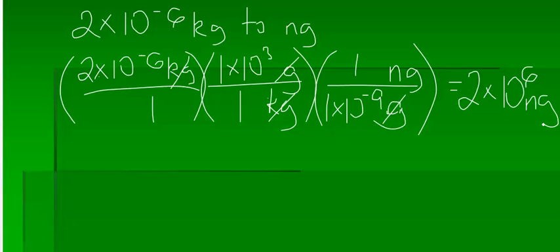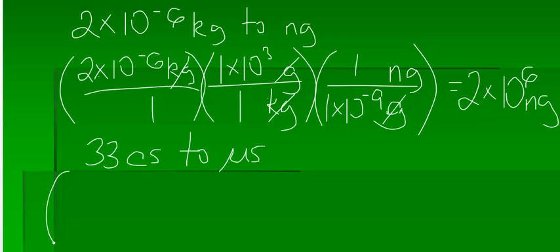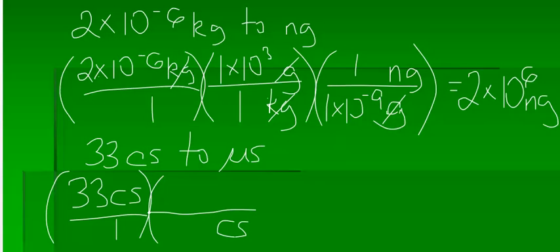Let me do one more. Let's say we have 33 centiseconds, and I want to go to microseconds. So I'm going to start with what I'm given, put it over 1 to show it's in the numerator. I'm going to cancel units, so centiseconds is going to go on the bottom. I'm going to go back to my base unit. Base unit has no prefix, so that's just seconds. You put a 1 in front of the prefix. What does centi mean? 1 times 10 to the negative 2. That goes in front of my base unit, which this time is seconds.